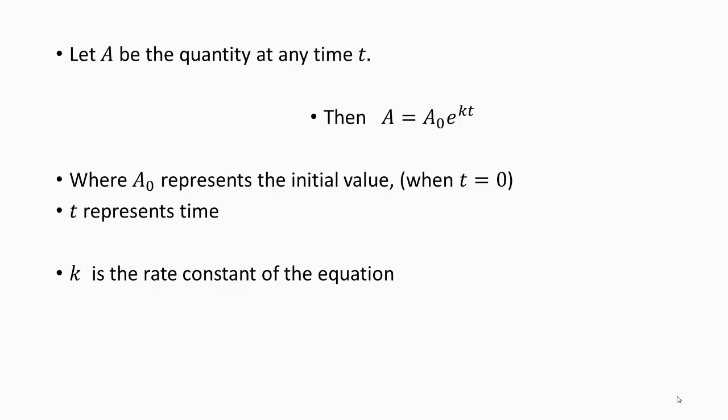Okay, the rule that we use nearly all of the time is, if A is the quantity that we're looking at any time t, we define our variables, then A equals A0 e to the kt. Now A0 represents the initial value, that is, when time equals 0, t represents time, k is the rate constant. What does that tell us?